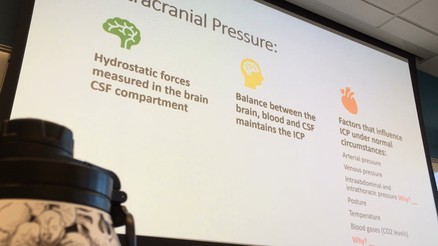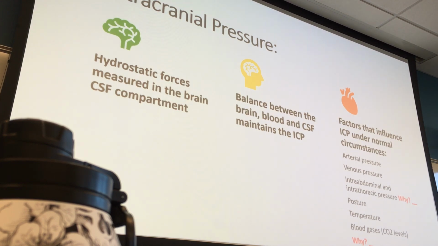So really, there are three different kinds of things that we're going to be looking at with this. What I'm going to do is get down to the bare bones of it. Within increased intracranial pressure, you have forces measured in the brain. So you have all these different components in the brain, and it's really the balance between the brain, the blood, and the CSF fluid that makes things work in balance. If we look all the way down to the bottom, factors that influence ICP under normal circumstances: you have the arterial pressure and the venous pressures, right? That sums up blood pressures.